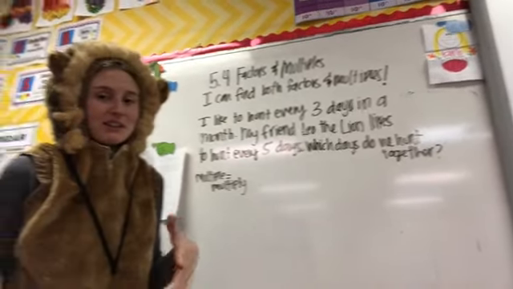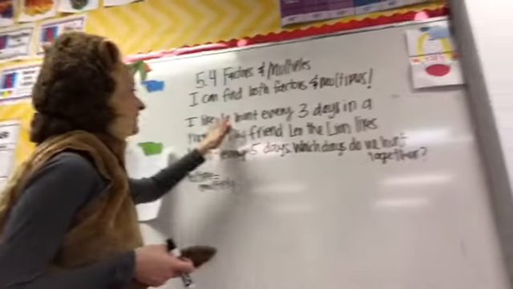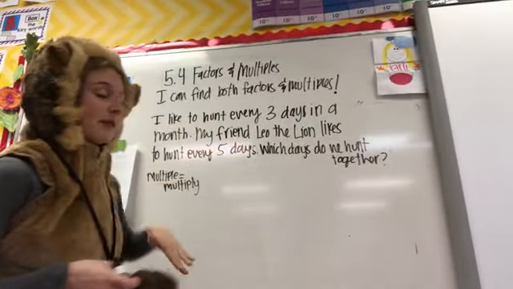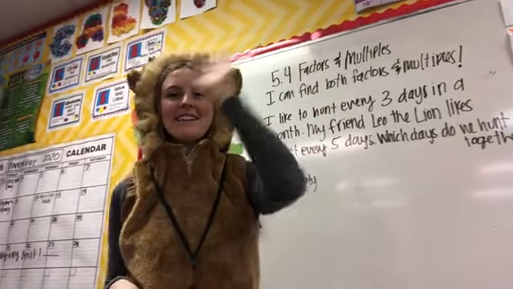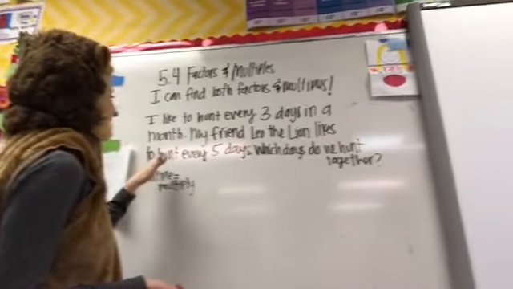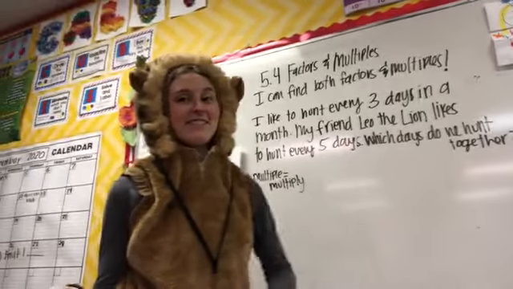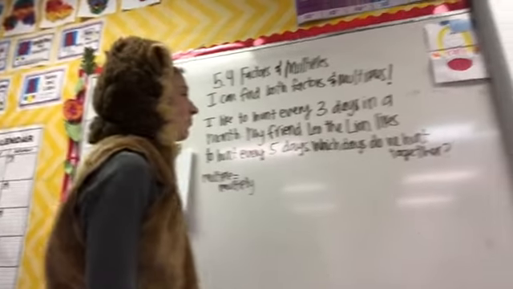So here is our question of the day. Me, Carl the Lion, like to hunt every 3 days in a month. So every 3 days I hunt. 3 days and then I hunt again. 3 days and then I hunt again. My friend Leo the Lion likes to hunt every 5 days. So 5 days and he hunts. 5 days and then he hunts. Which days do we hunt together?